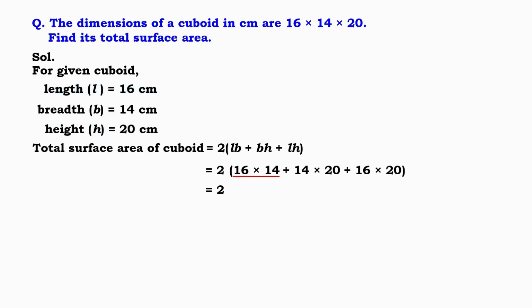Now calculate all of this. 16 into 14 is 224. 14 into 20 is 280. 16 into 20 is 320. Now add up all of this. So we will get 824. So 2 into 824 is 1648. Since it is a surface area, remember the unit will always be in terms of square. Since it is given in centimeters, it will be centimeter square. So that is the answer for this question.